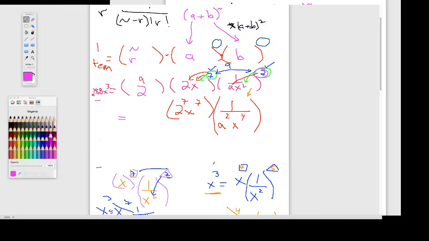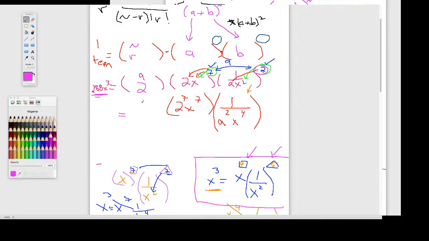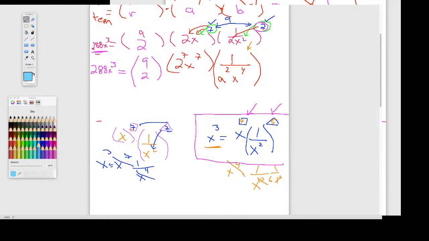So this work on the bottom here is just to find out what values you put here and here so that the x's cancel out, so you get x cubed, because we have this 288 x cubed term. All right, it's given in the question. So if you look up here, 288 x cubed. And finally we have 9 choose 2, like so. And that's equal to 288 x cubed. So this term should be the x cubed term if we've done the work correctly, okay?